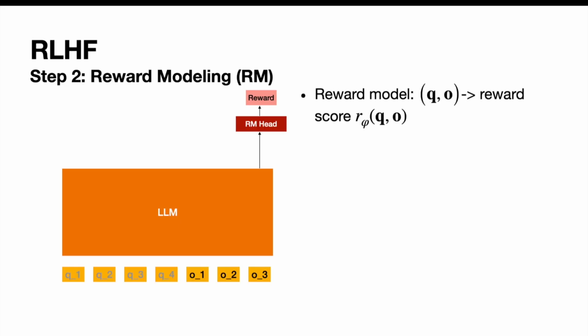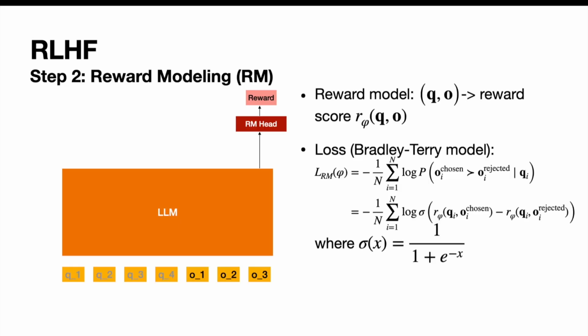For each preference pair, we have 2 answers: the chosen answer, which humans prefer, and the rejected answer, which humans prefer less. The reward model gives us 2 scores, 1 score for the chosen answer and 1 score for the rejected answer. We want the chosen answer to get a higher score than the rejected answer.